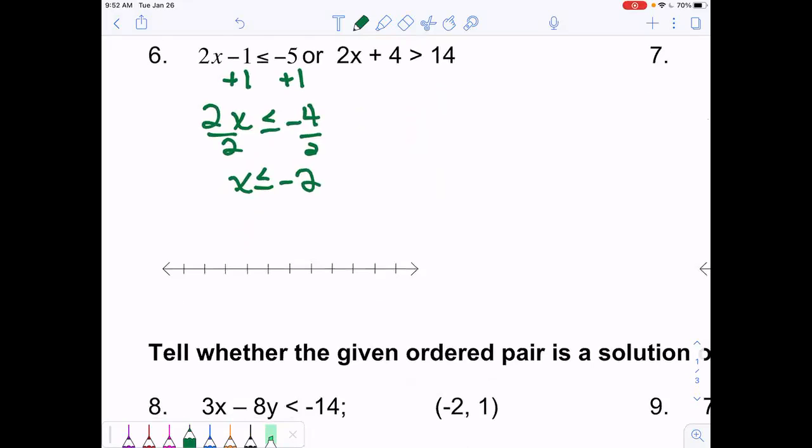So I would subtract 4. I want to get x by itself. 14 minus 4 is 10. And then I'm still dividing by 2 because right now it's 2x. So let's divide by 2. 10 divided by 2 is 5. So this is an or inequality. Can I get on that number line? Let's put a couple numbers. I know I have to go up to 5.